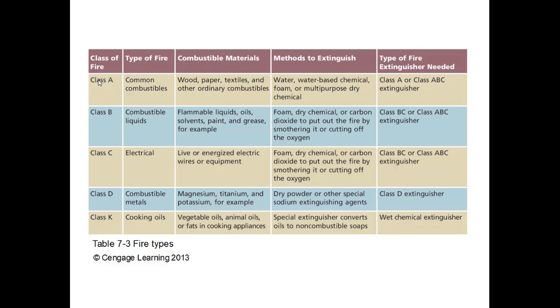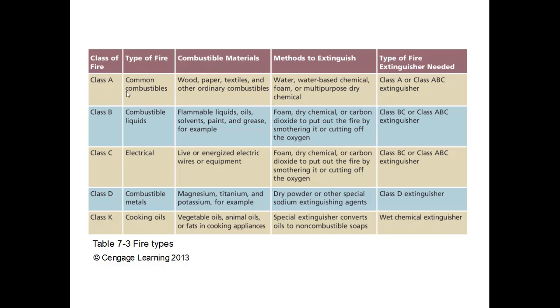So in this column, we have a different class of fires, the type of fire that would be an example of that class, the materials that would be combustible, how you would extinguish that, and then the different fire extinguisher that you would use. Not all fires are going to be the same. Not all fire extinguishers are going to be the same. Depending on what is burning, what the fuel source is, that will determine how you extinguish it and what type of extinguisher to use. If you use the wrong kind, you could easily make the fire a lot worse.